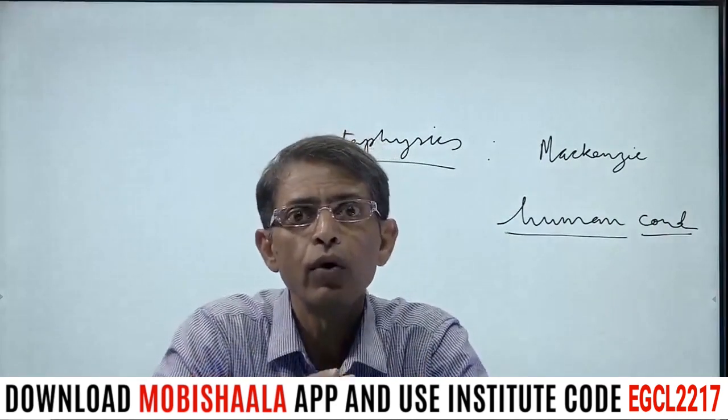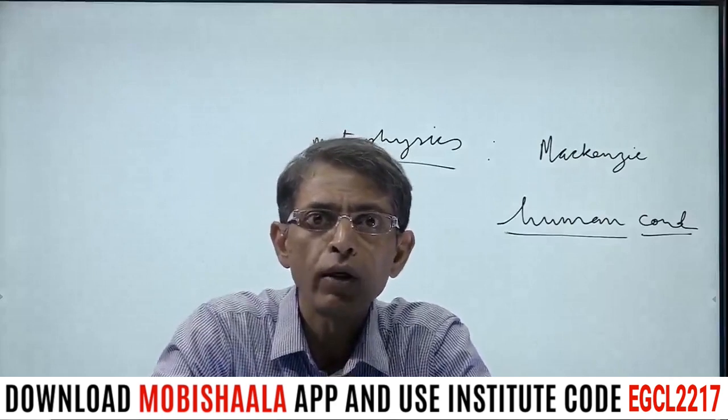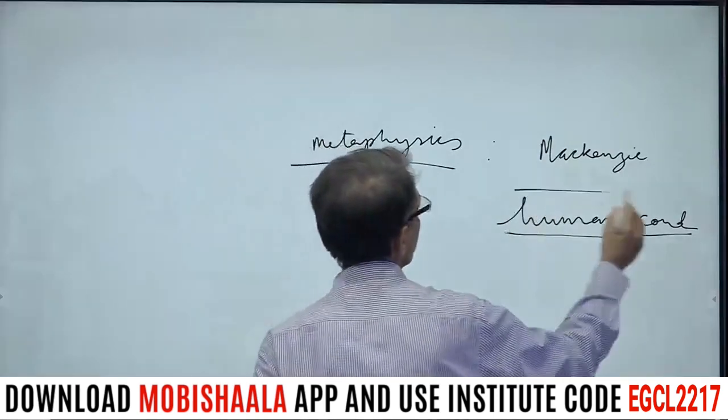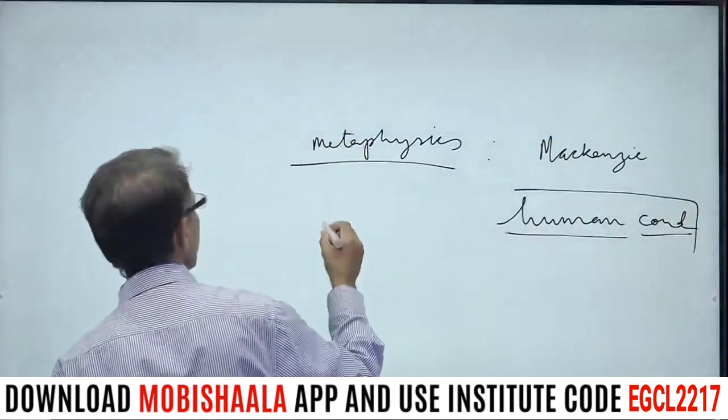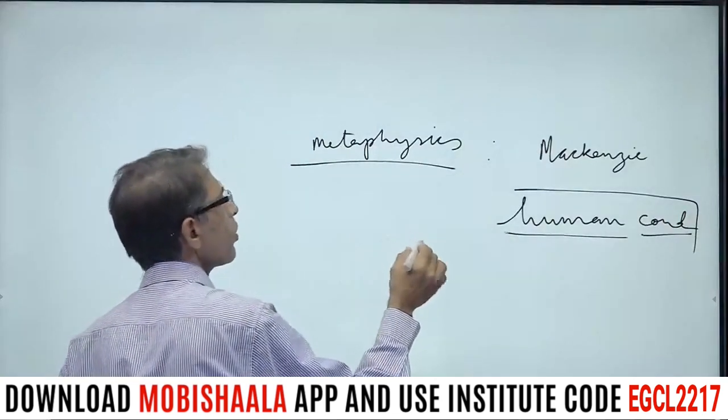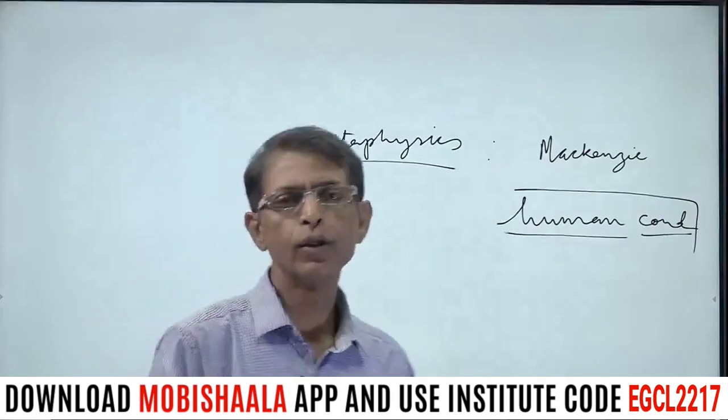Kant is a person who has made morality secular. Later on, we will discuss why. Now, of course, it has attained the autonomous status, or a separate status. So it cannot be called a part of metaphysics. So, Mackenzie is right in saying so.